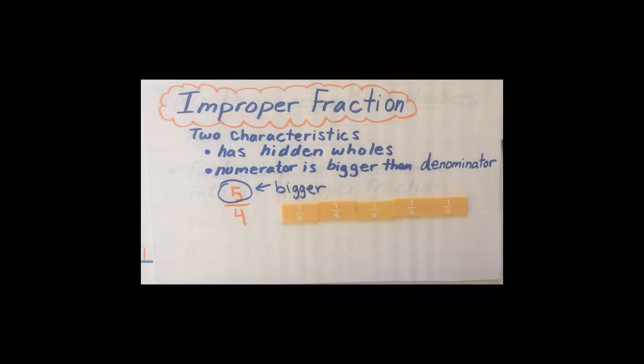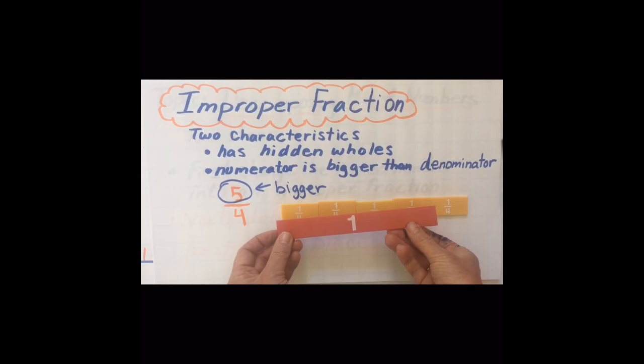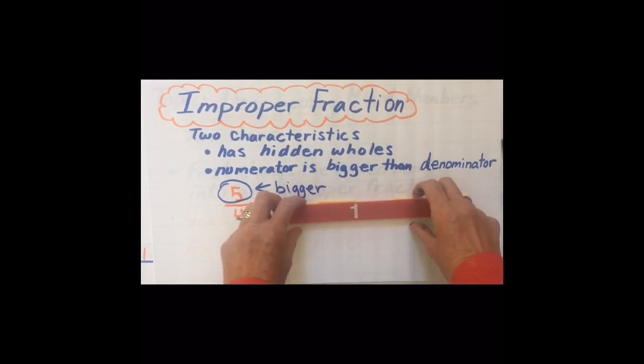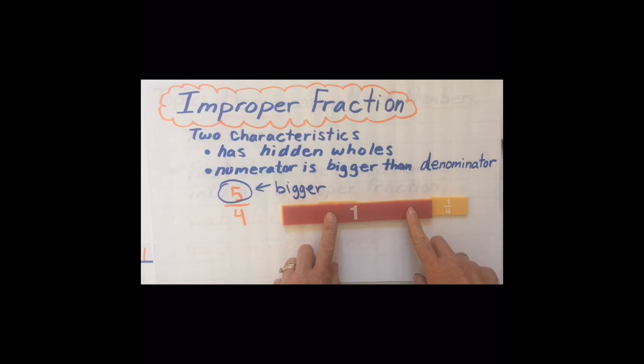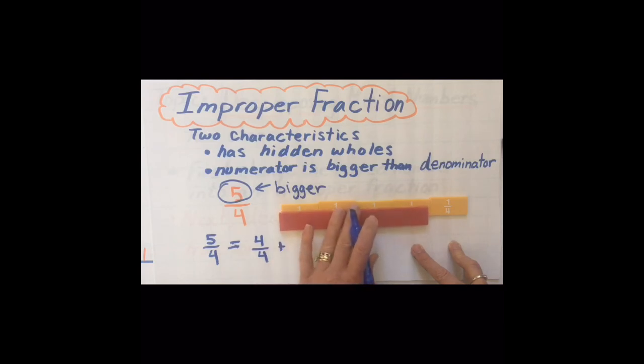Okay, I have 5/4 here, and if you look, if I go like this and I take a whole, and if I put it right here, look, there was a hidden whole in there. There was an amount that was equivalent to 1 whole. Okay, so I could write 5/4 is equal to, how many are under here? 1, 2, 3, 4. 4/4 plus, and then this last one here, 1/4.